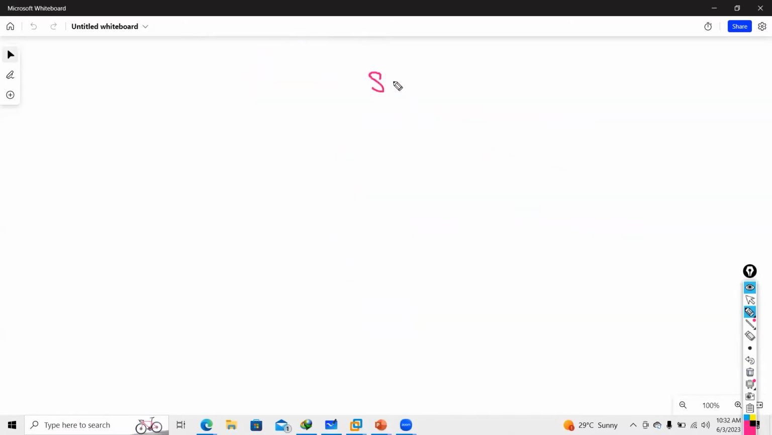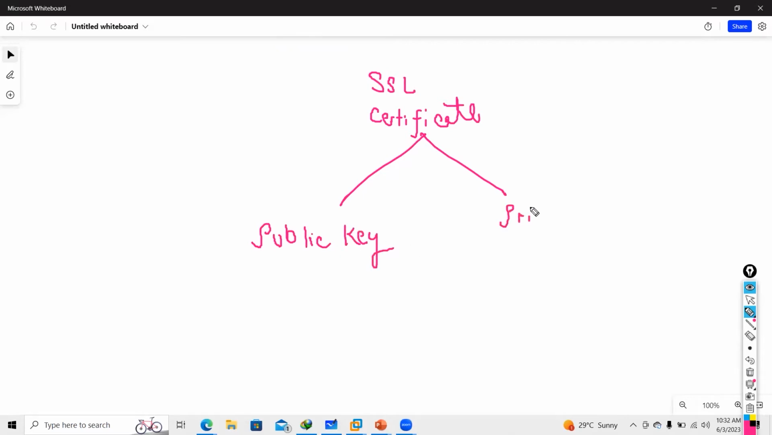When I talk about an SSL certificate, how many keys does it have, guys? Anyone? How many keys are there in an SSL certificate? One is a public key and one is a private key. Why do we require two keys?